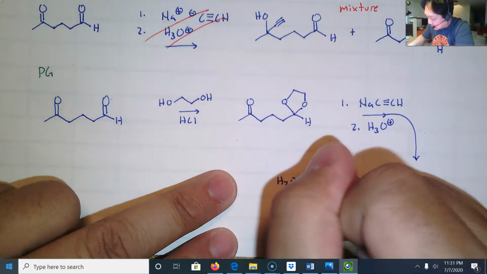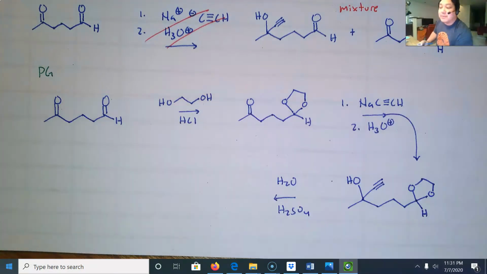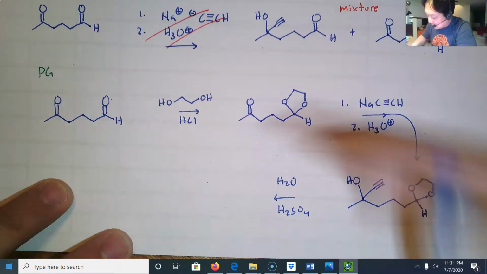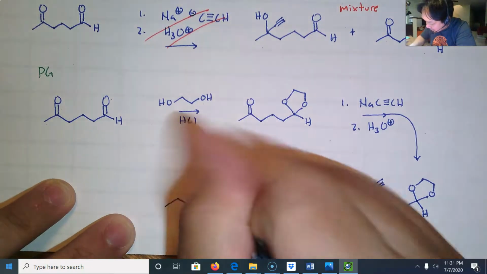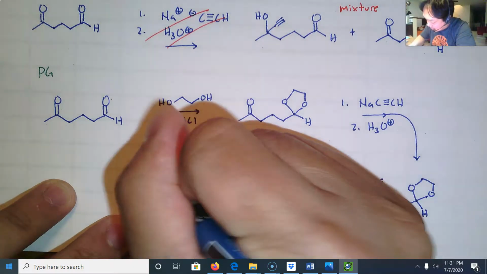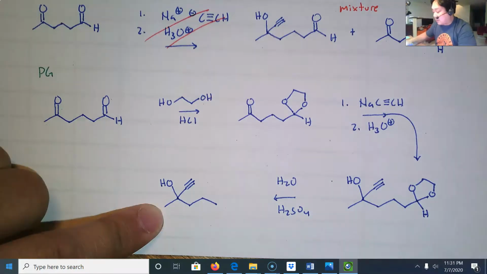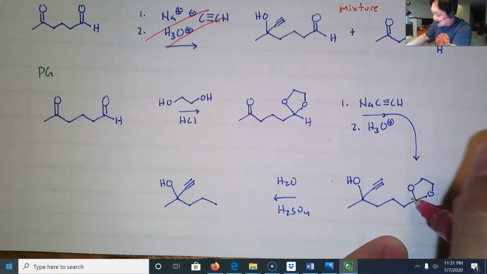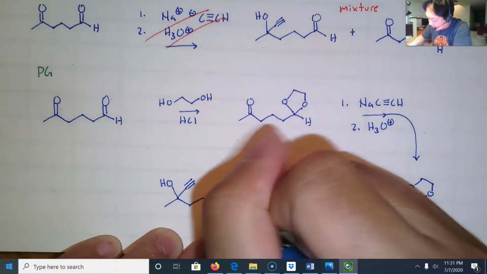H2O, H2SO4. Sometimes people use heat for hydrolysis to make sure it all comes off. For me, it doesn't matter. Hydrolysis. You still have this alkyne alcohol on the left, and then we're doing hydrolysis. What is that? That's just cutting this apart. And we get back the aldehyde.